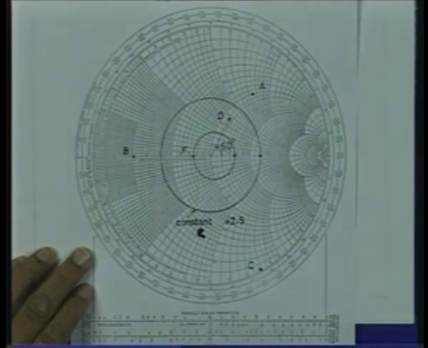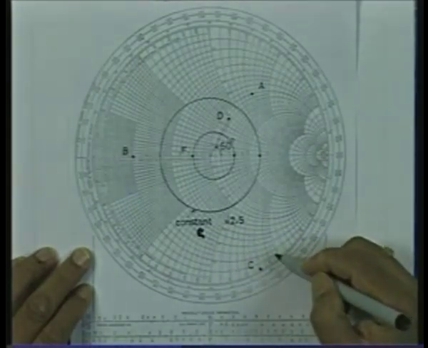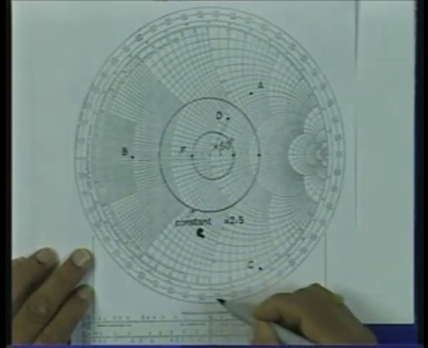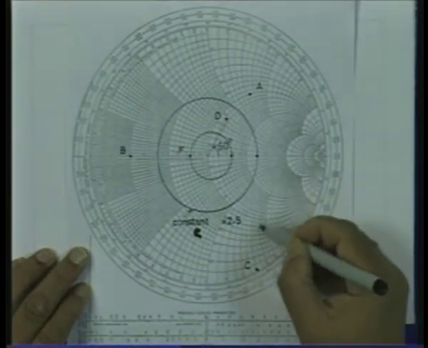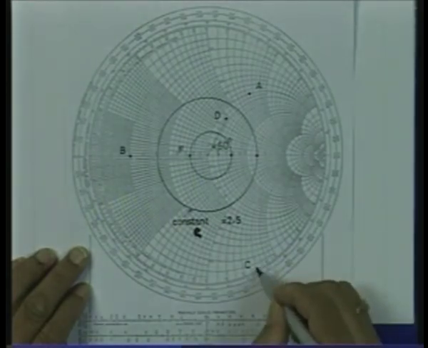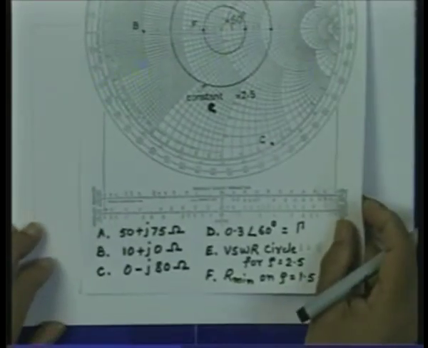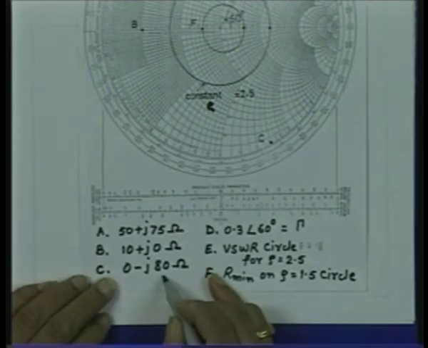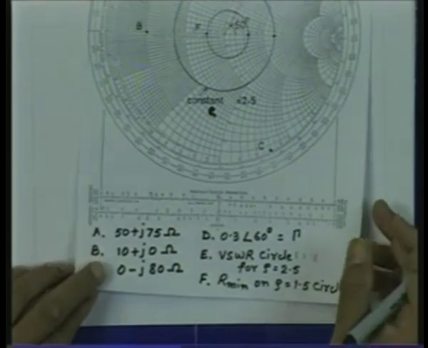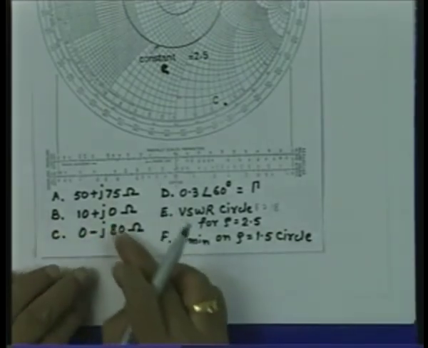Since the real part is 0, we know that this point must lie on the outermost circle on the Smith chart. So, if I go to the outermost circle, which is this circle on the Smith chart, and find the constant reactance circle having the value minus 1.6, I will get this point C. So, this point C represents a pure reactance of minus j 80 ohms, or in normalized terms minus j 1.6. Now, these were the markings of the impedance points on the Smith chart.